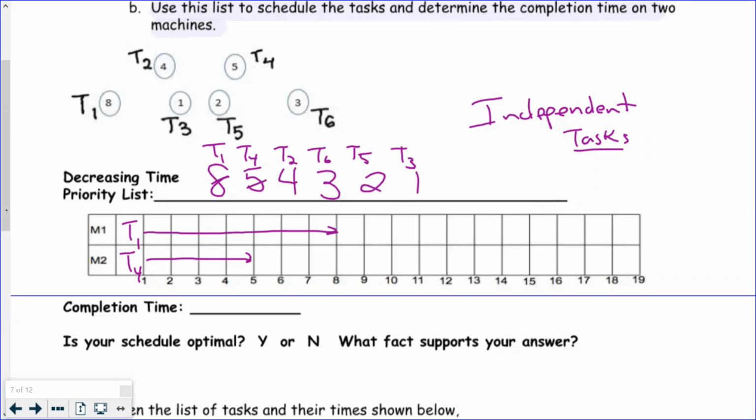Task 2, I'm gonna put it on first available, which is on machine 2. And I'm gonna put that in at 4. And then task 6, where do I put task 6? Do I put task 6 at hour 8 or hour 9? Yeah, I'm going to put it first available. So task 6 goes there. And then task 5 is going to go right there. And now, what do I do with task 3? Well, technically, you could put it in on either machine.